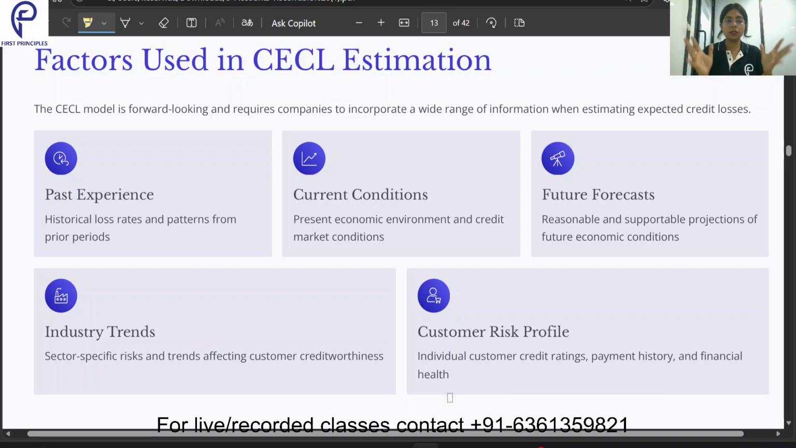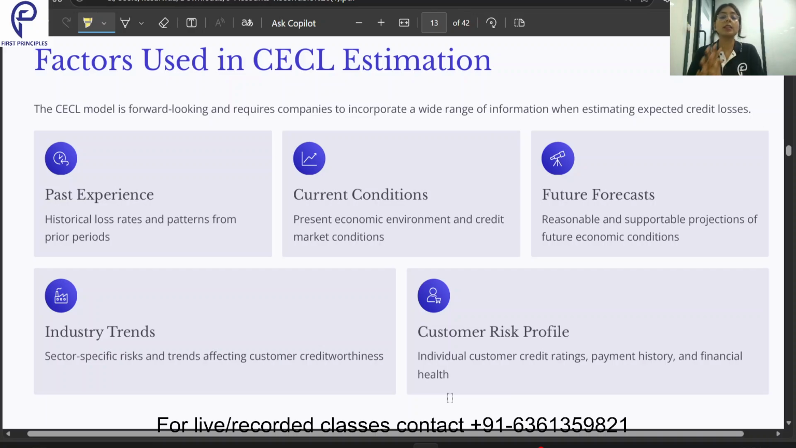What are the factors? How do we anticipate the credit loss? First is the past experience. With the help of the past data, we can see that this is the pattern of this particular customer, and they are not going to pay us X percentage of our total accounts receivable from them. So in that case we can make an estimate.